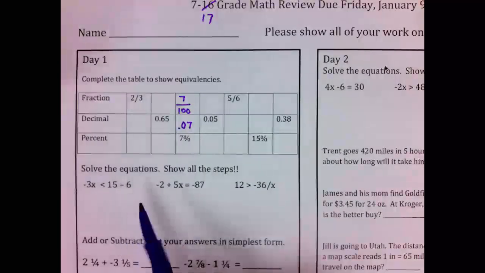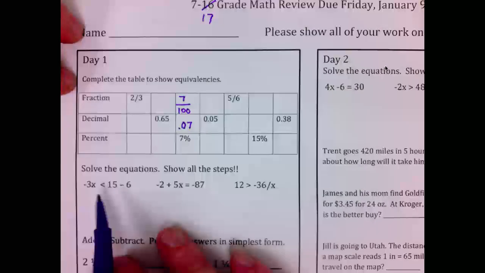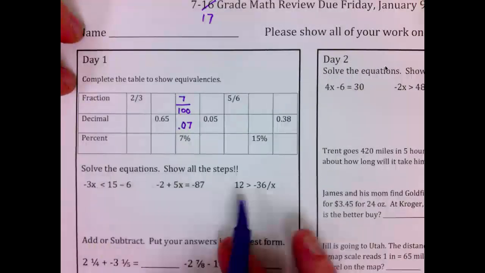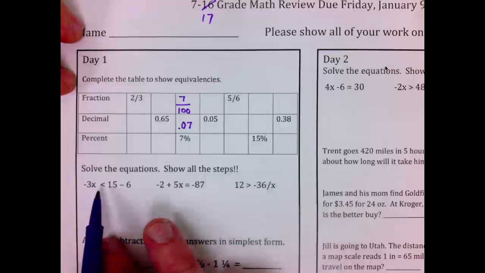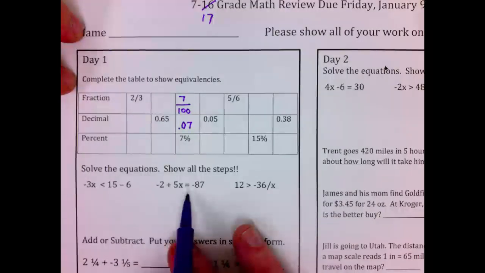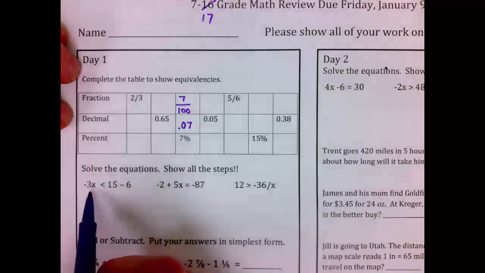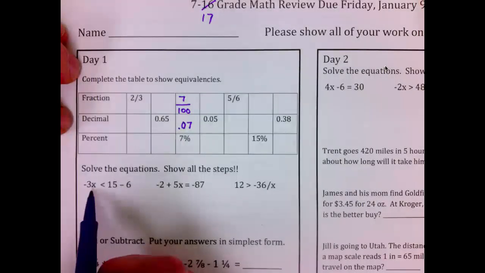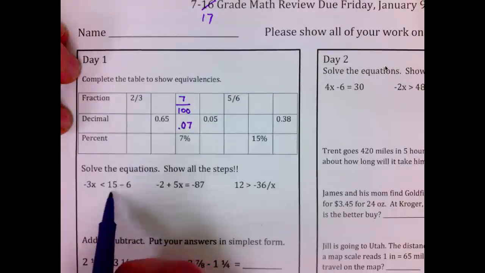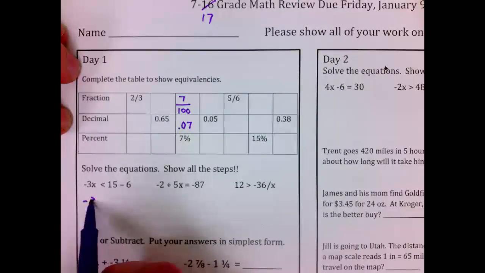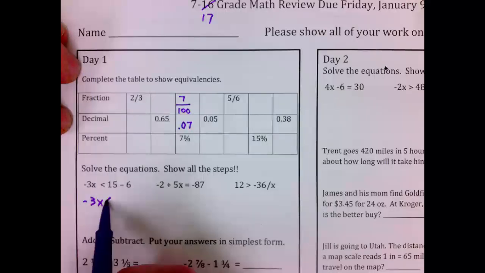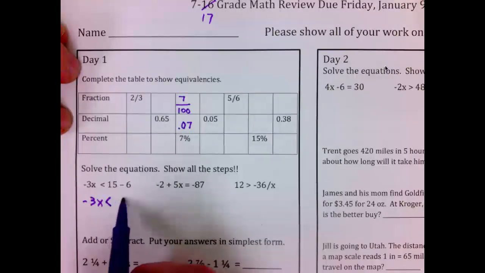Okay, solve the equations. These two are inequalities. They have a greater than and a less than in them. This is an equation. So we're going to solve each of these statements, solving for x. We want to get the x by itself. First, we can combine these like terms. 15 minus 6, that's 9. So negative 3x remains the same on the left. Less than we preserve. 15 minus 6 is 9.